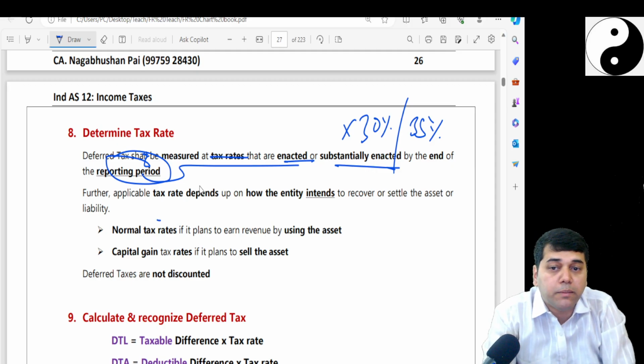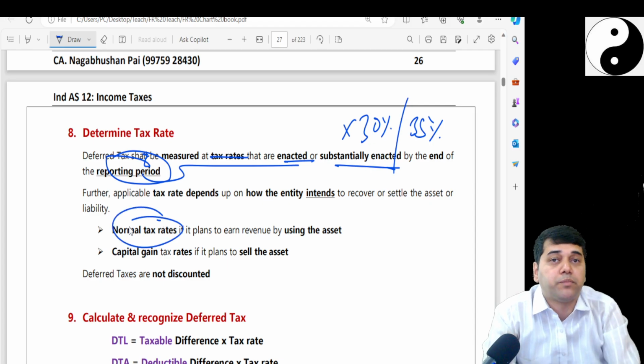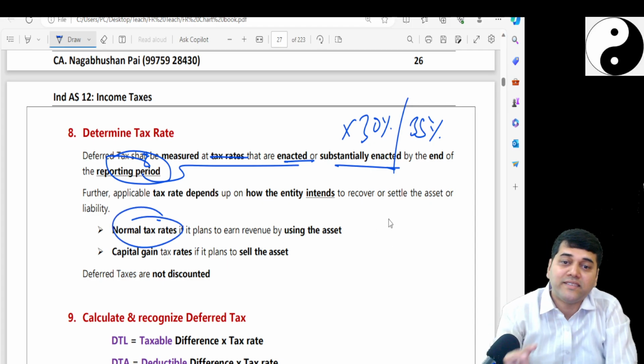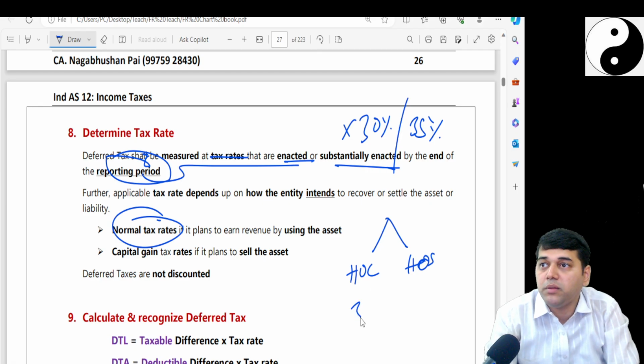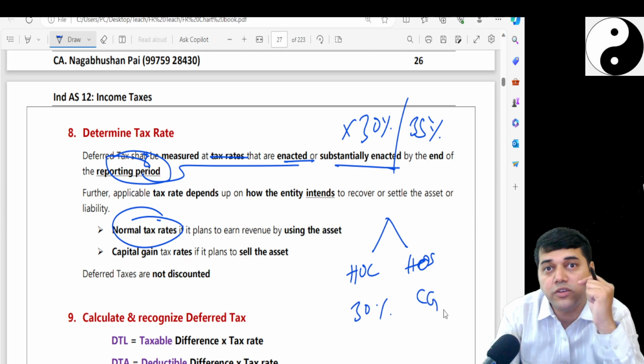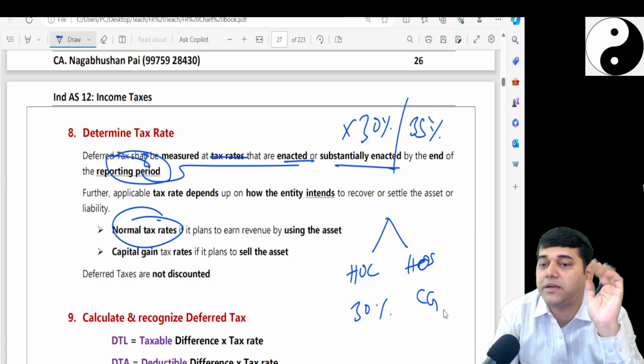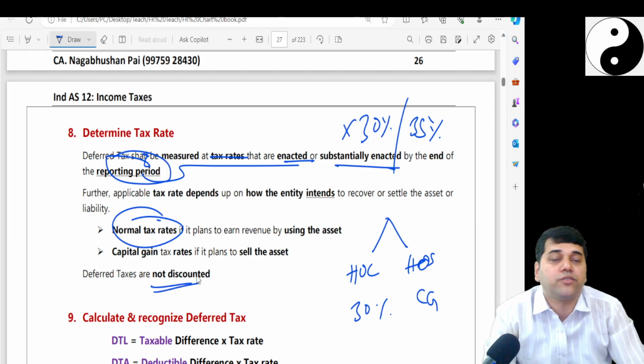And you may have to apply different rates for different purposes. Like an asset can be held for collection or held for sale. If held for collection, normal business profits tax is applicable. If held for sale, capital gain taxes are applicable. So you have to think what is your intention of holding and apply the respective taxes. Deferred taxes are not discounted.